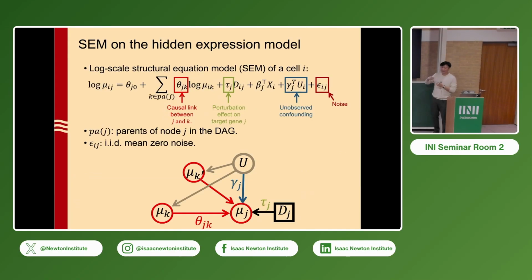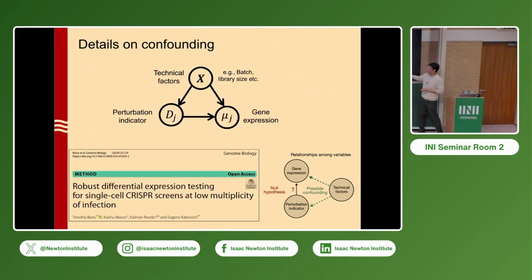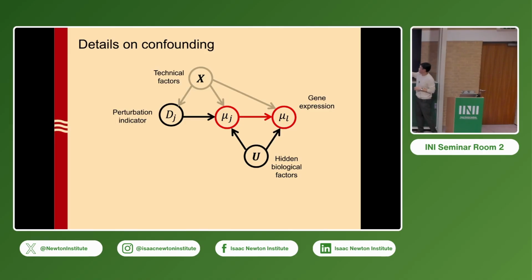To tell you more details about confounding, the established literature talks about potential confounding of this D and expression level by the technical factors. So we also rely on that. These can all be observed, so you can regress them out in the method. But we also assume additionally that there are some hidden confounders that can influence the expression levels and potentially this edge that we want to learn over here.